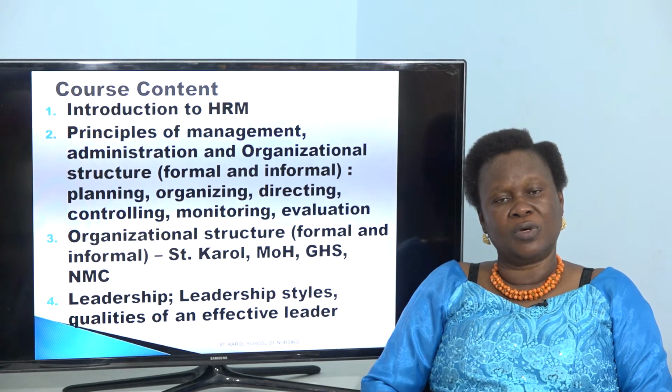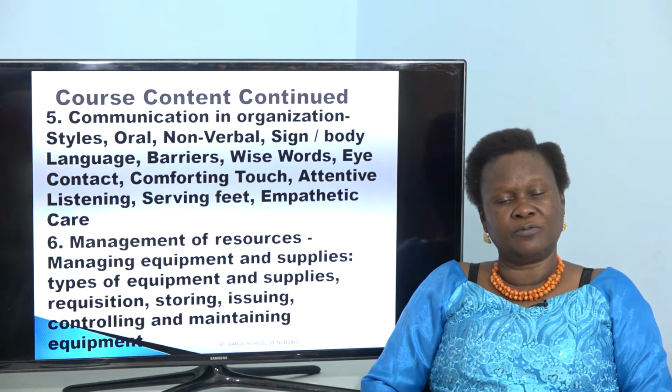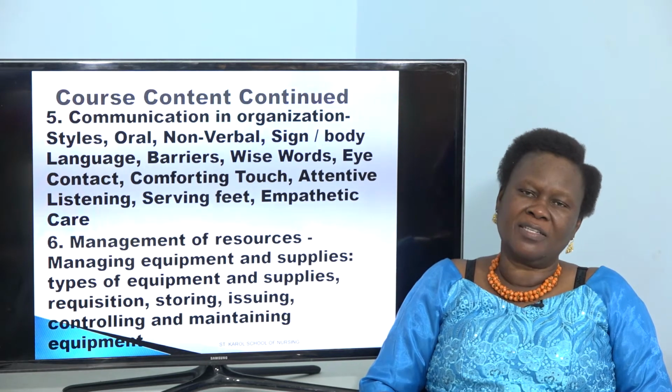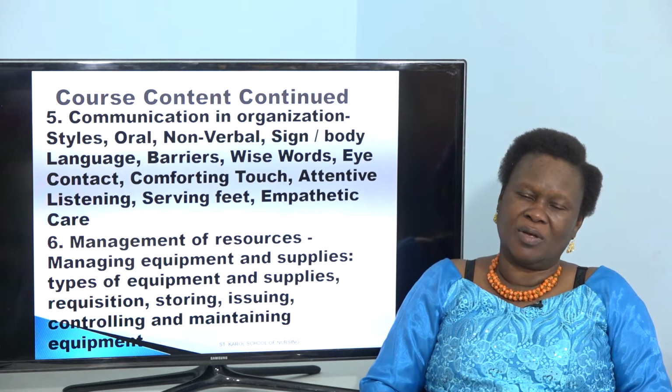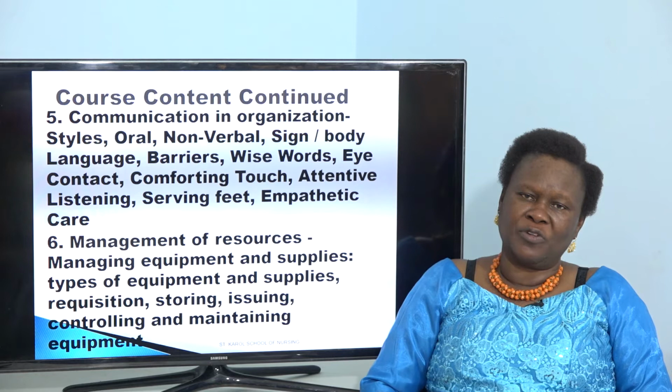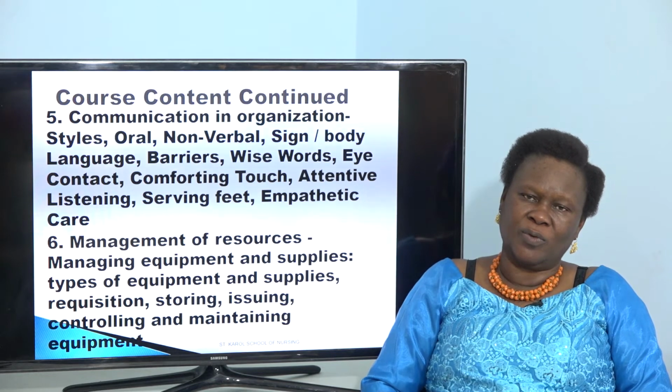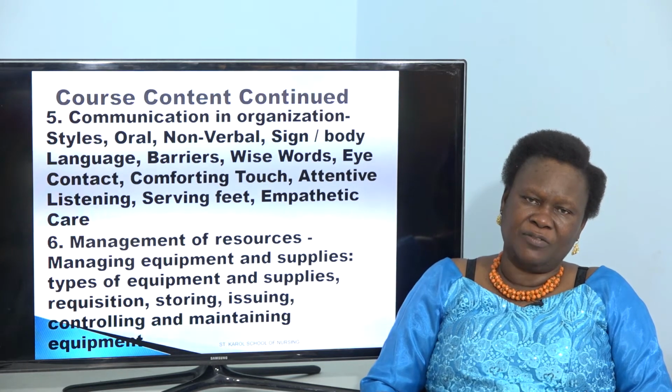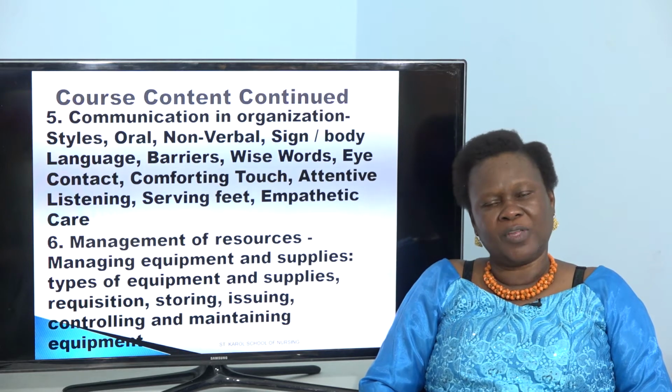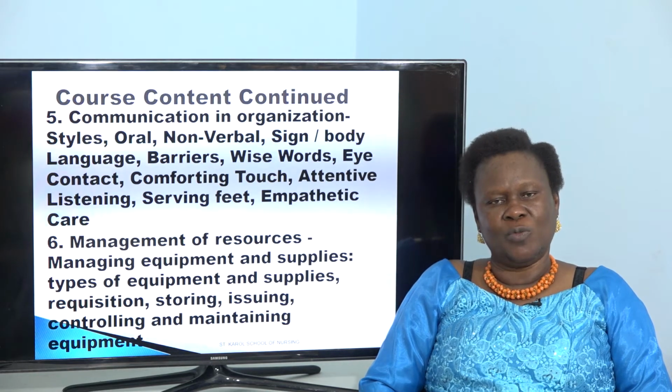We would also look at leadership and leadership styles, qualities of an effective leader. This is a continuation from what you did in semester 1 under Christian Living. The contents of this program are communication and organization. We are looking at styles, oral communication. We are looking at nonverbal communication, sign language, body language, barriers to communication, wise words, eye contact, comforting touch, alternatives, and attentive listening, and we are looking at empathetic care.